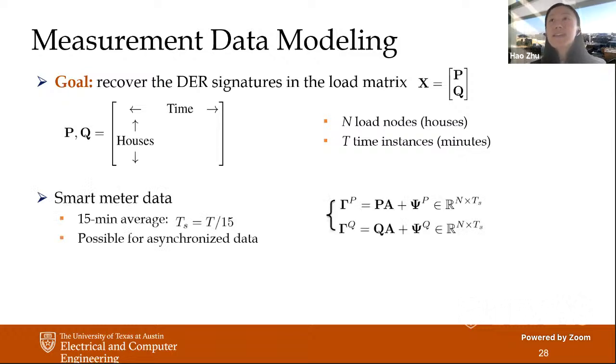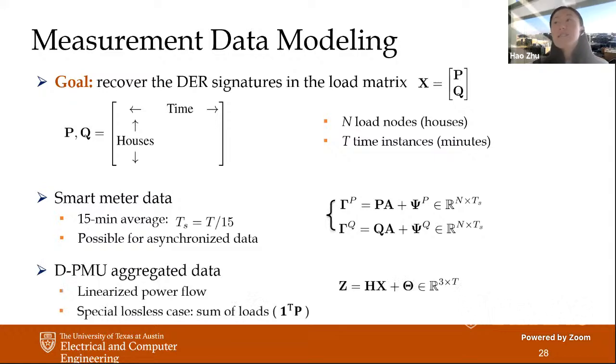The two types of data I just mentioned: the smart meter data can be thought of as a compression in the time domain. You have a linear transformation from the right that compresses the ground truth data into a slower 15-minute resolution. The feeder level D-PMU data is actually a spatial compression. You multiply a matrix from the left that aggregates all the houses' PQ data together.